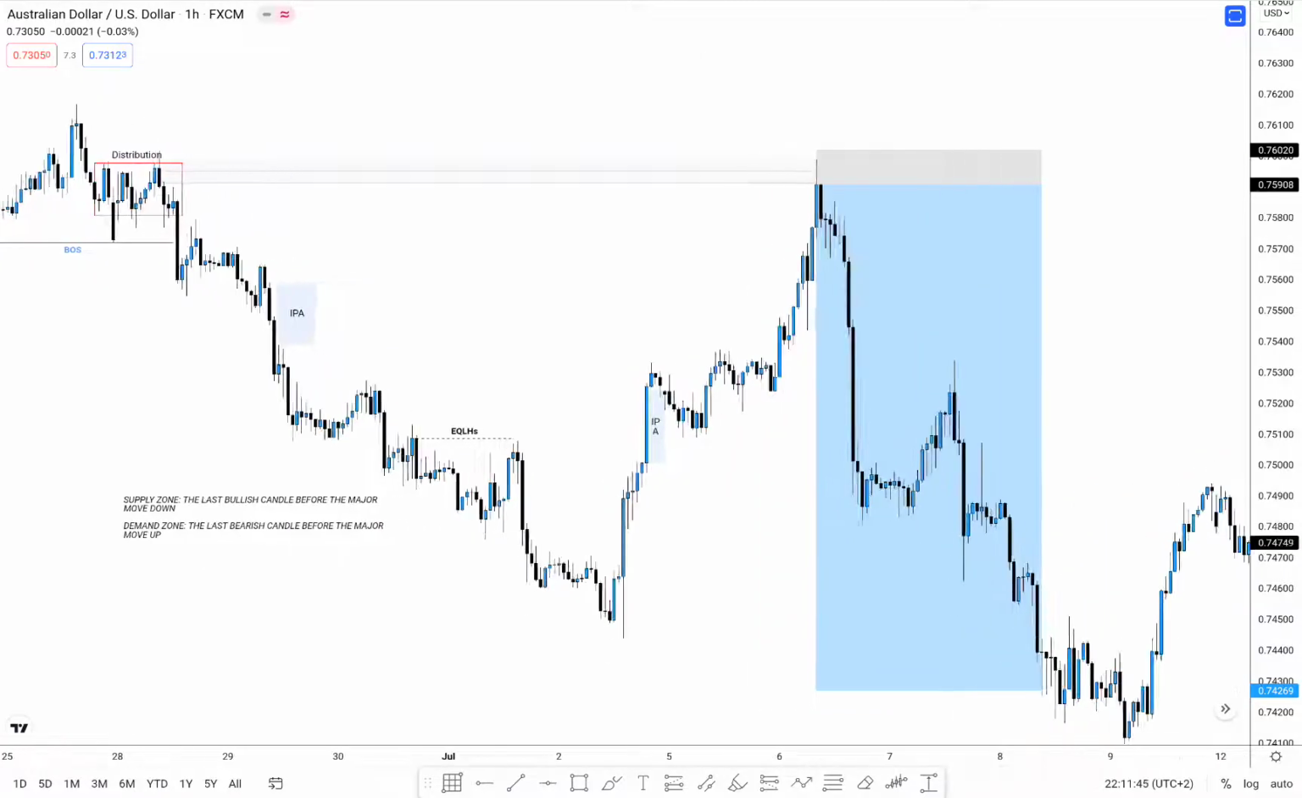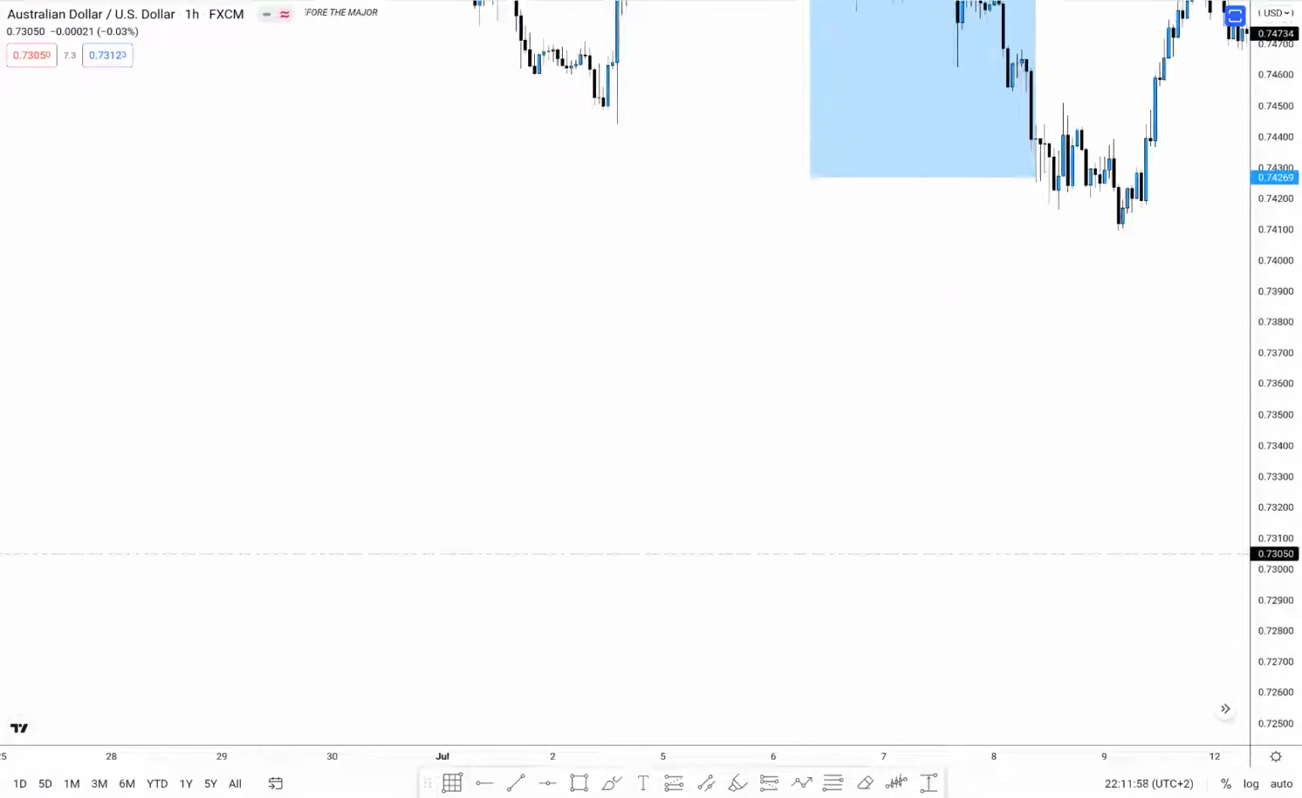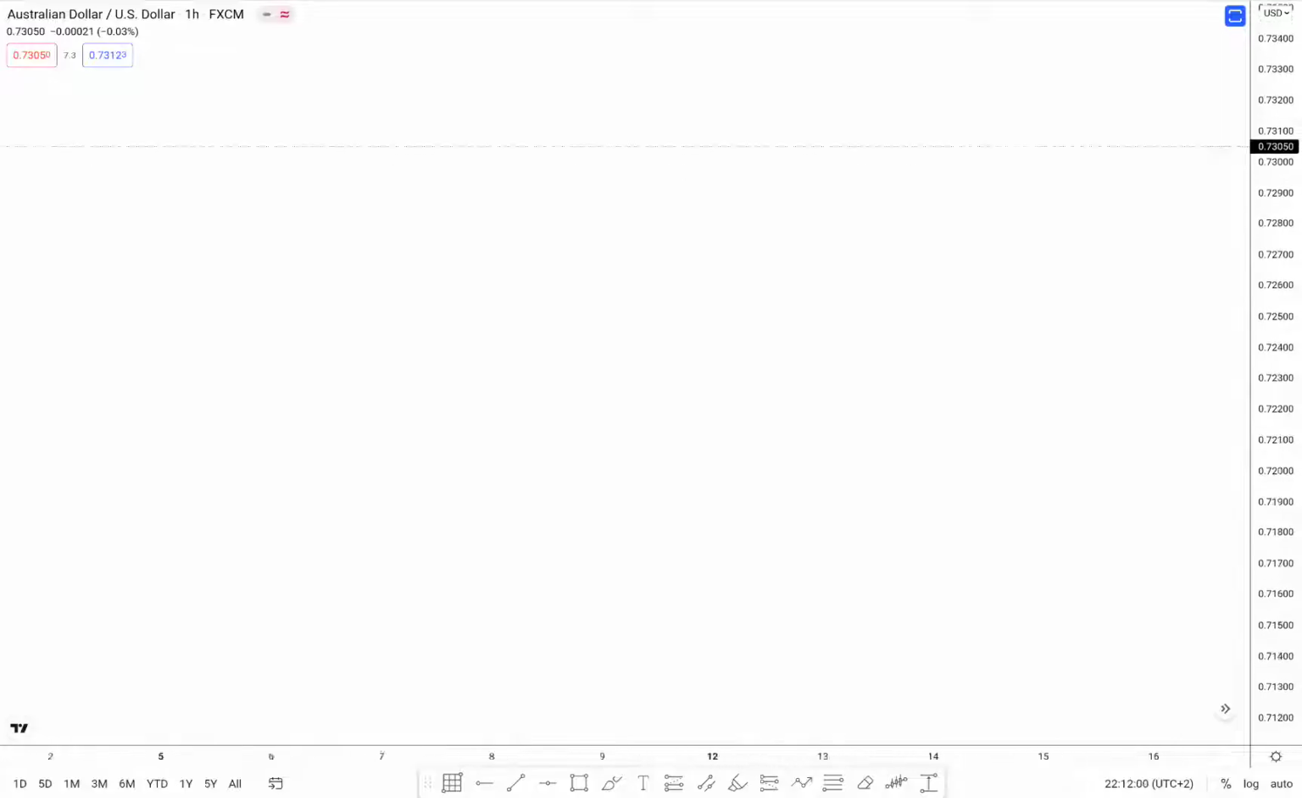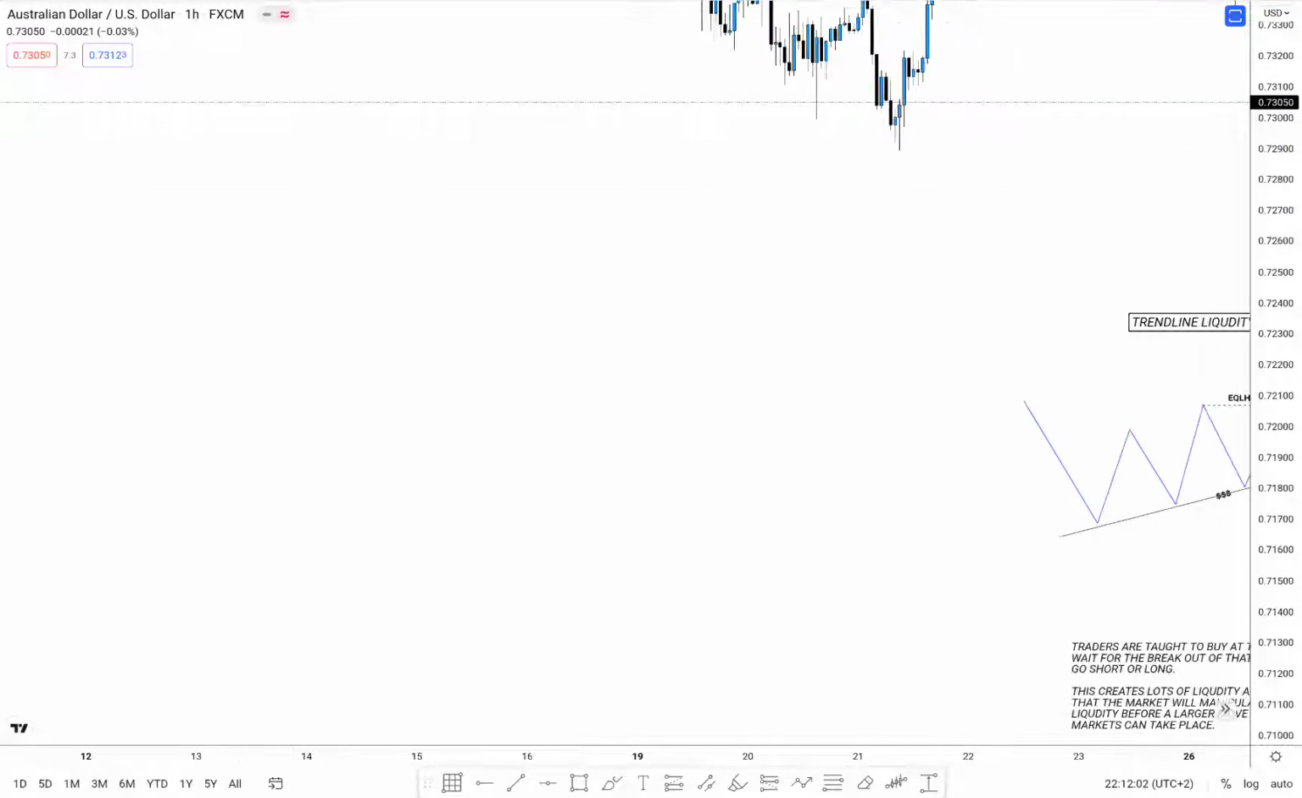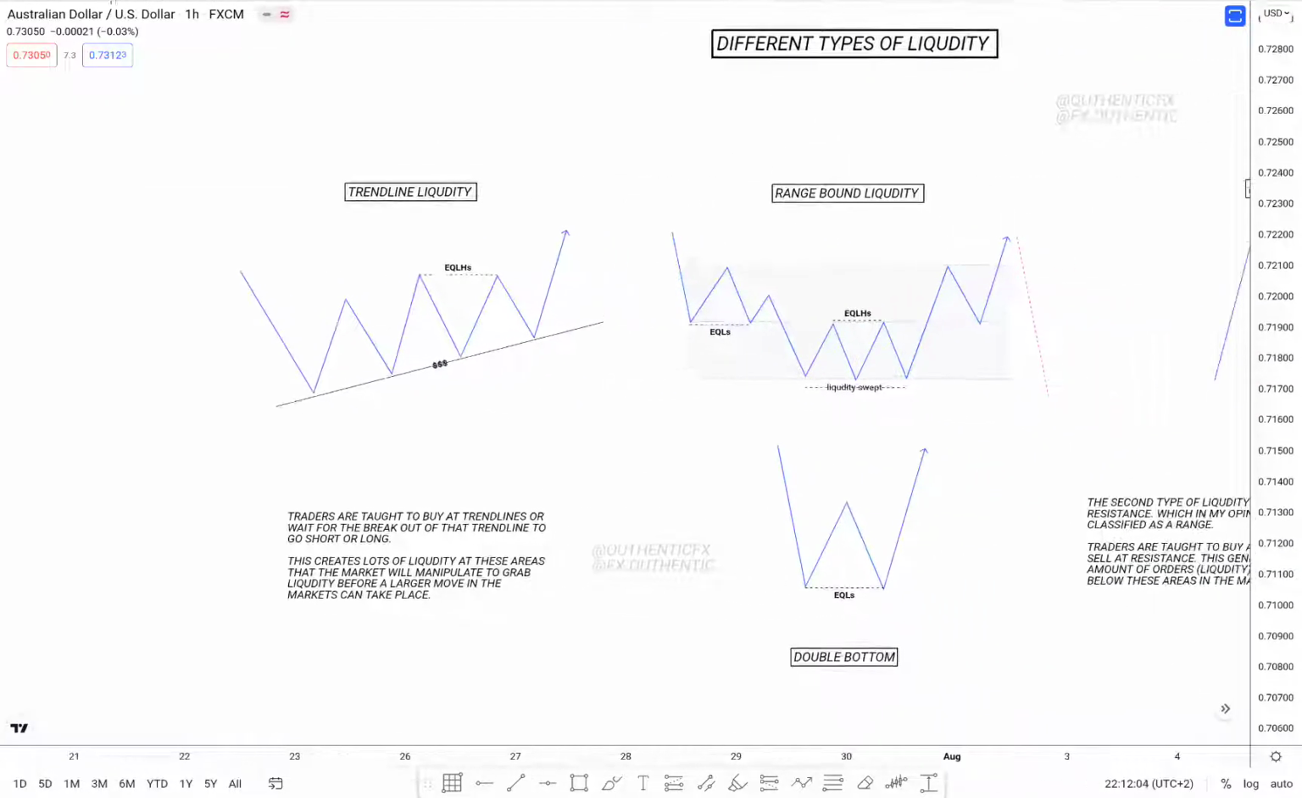Just be patient, wait for your setup, execute, and you're done. You really don't need to be placing 15 trades a day, guys. All you need is one good solid setup and wait for that setup to play out, guys. So yes, guys, this is the lesson for today. This is how we can use liquidity and these patterns to best benefit us in the market.